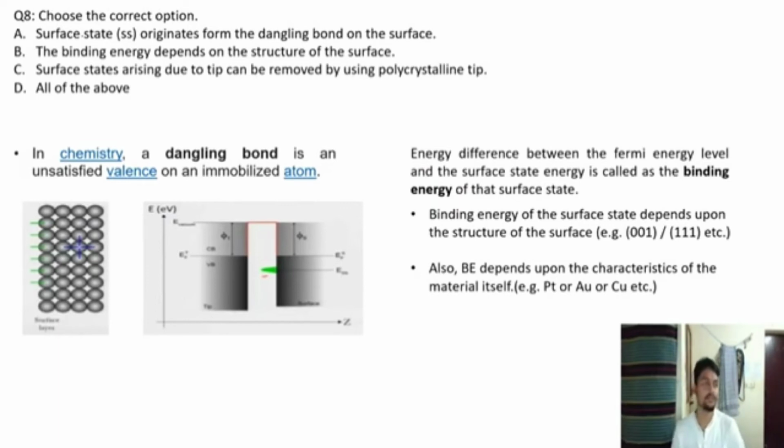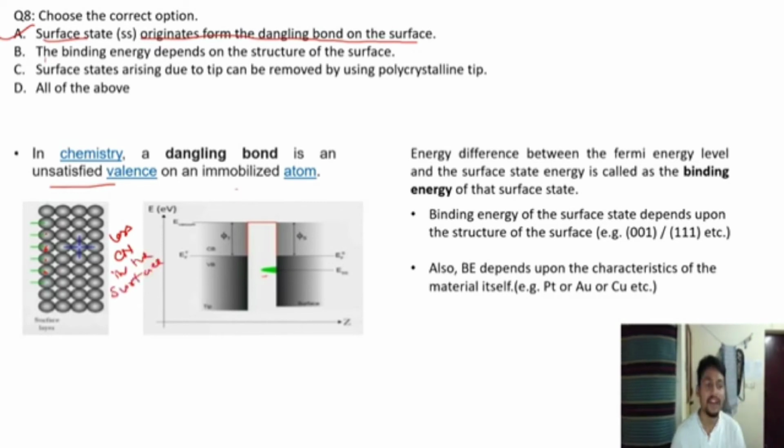Okay. So I have taken question number eight, because all the discussion I am having is going to be reflected in this question, and you can easily solve this. If you listen to the discussion I was going through, you can clearly get this. So what is the question? Choose the correct option. Surface states originate from the dangling bond on the surface. In chemistry, a dangling bond is an unsatisfied valence on an immobilized atom. All the surfaces have unsatisfied valence, like coordination number, obviously. So that is true. Surface state is originating from that, because of the lower coordination number on the surface.